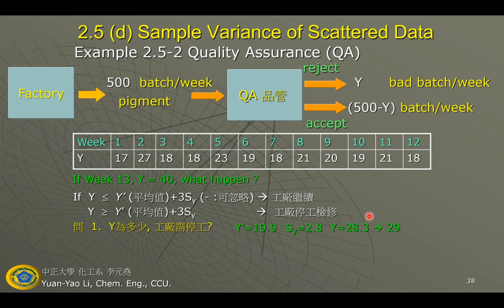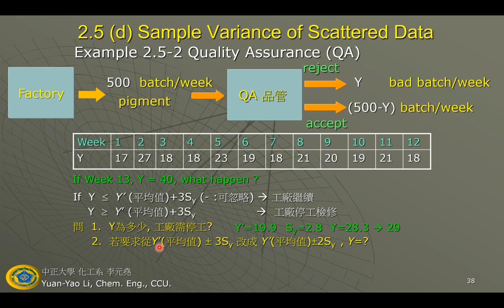So it depends on the definition. If you round off, that means 28. Okay, so that means it depends on your definition. Okay? In this case, they say 29. So 40 is larger than 29. That means at week 13, you got 40 bad batches. So you need to shut down the factory. Okay? So 40, you need to shut down the factory.